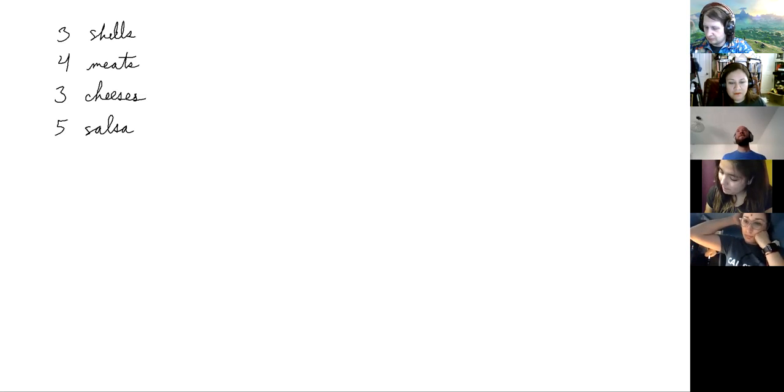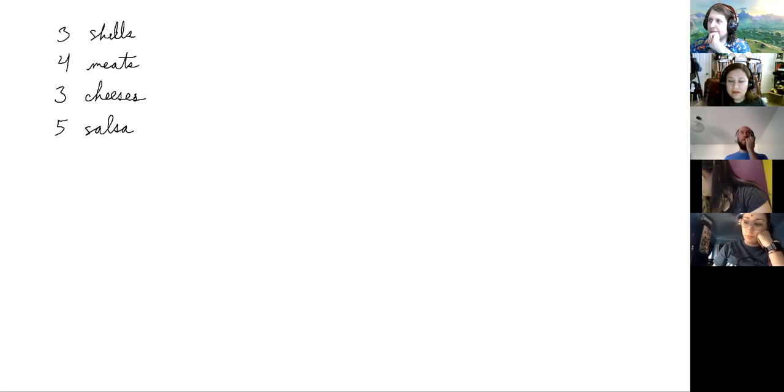So then if you have 4 meats, you have to times that. That would give you the combination that you will have for shells and meats. And then if you get that number and you times it times 3, then you'll add cheeses into all of those combinations. And then you grab that number, you times it times salsa, and you'll have the entire amount of different possible tacos that you can have with all of the different ingredients.